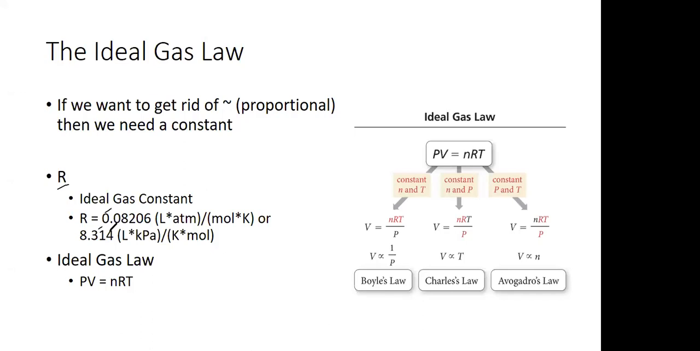What you need to look out for, though, is that the value of R changes depending on what units we're in. So when using the ideal gas law, make sure your pressure and volume units match up to the R constant. For example, this top value is liters atmosphere. So when you're doing PV equals nRT, volume must be liters and pressure must be atmospheres. For this second value of the ideal gas constant, we have liters and kilopascals. So just make sure your volume is in liters and your pressure is in kilopascals. Temperature will always be in Kelvin. The amount of moles will always be moles.